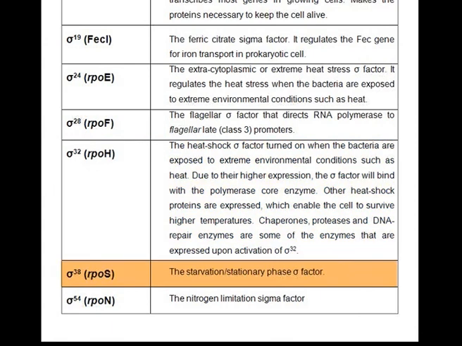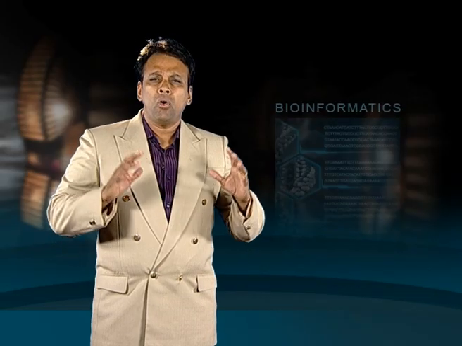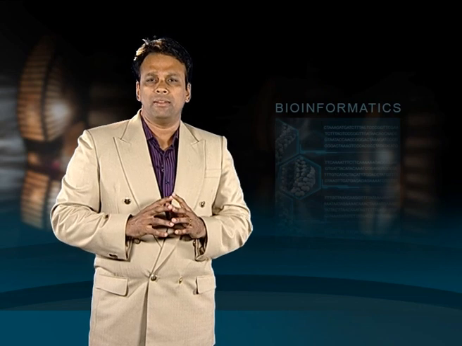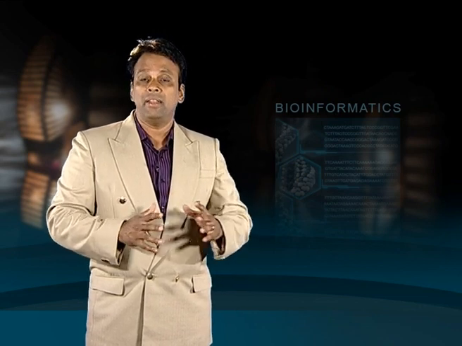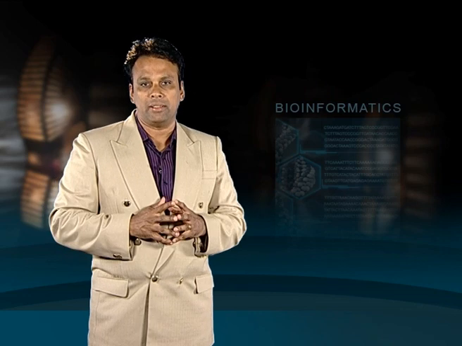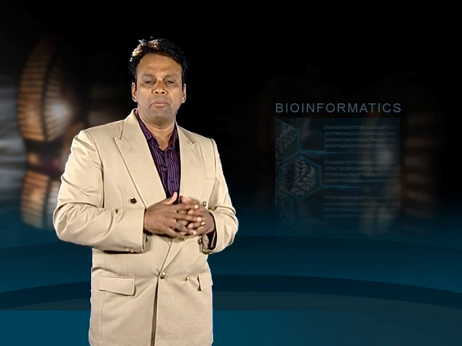Sigma 38 or RPOS, the starvation or stationary phase sigma factor. Sigma 54 or RPON, the nitrogen limitation sigma factor. There are also anti-sigma factors that inhibit the function of sigma factors, and anti-anti-sigma factors that restore sigma factor function.